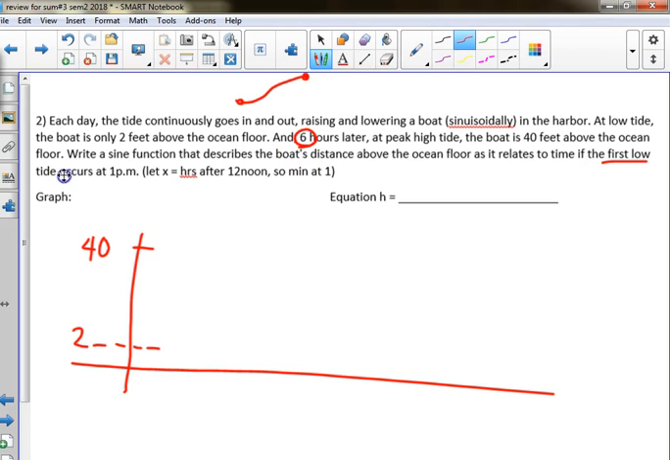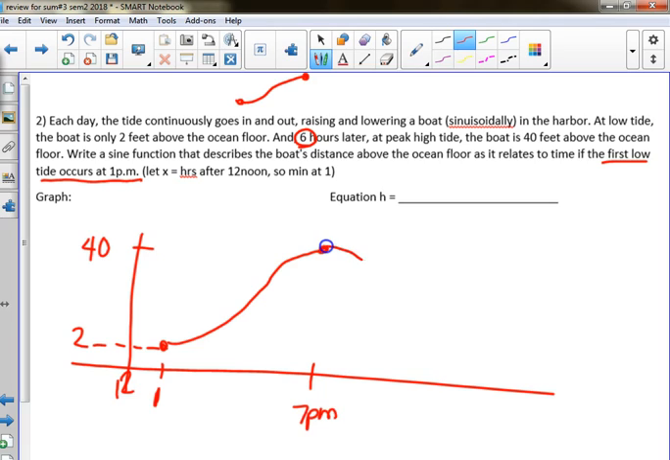The first low tide occurs at 1 p.m. So it says let X be hours after noon, so 1 p.m. is here. And what happens at 1 p.m.? It's at its lowest. And it said 6 hours later it's at its highest. What would 6 hours later be?